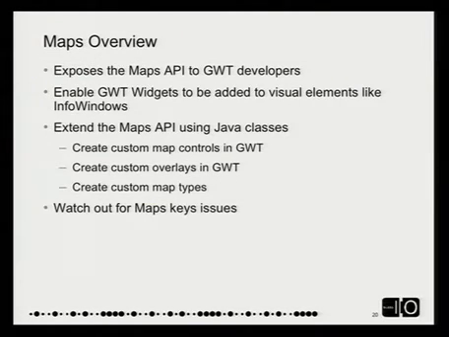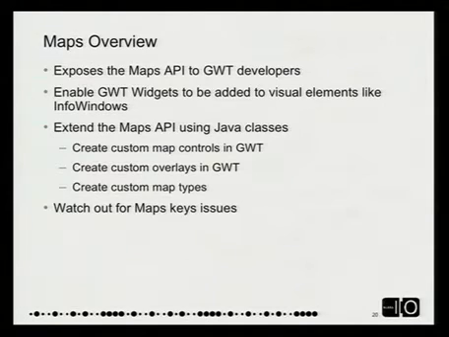Other things we did was we actually allow you to add GWT widgets into the different map controls. So you'll see a couple of examples of that, but just the simplest one would be info windows. Now you can put GWT widgets in your info window, so you can have our tree control, or buttons, or different panels if you want.